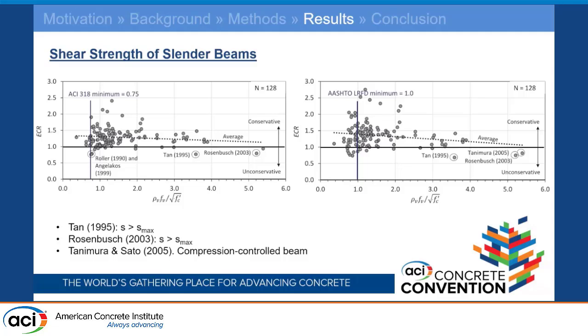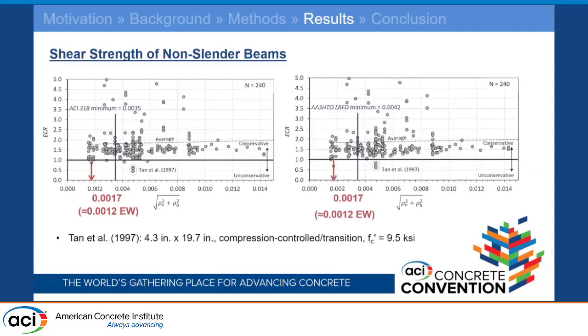Okay, so we can do a similar plot for the shear strength of non-slender beams. For the non-slender beams, ECR is again on the y-axis. Because the reinforcement for non-slender beams is usually specified in each direction, we're plotting these versus the square root sum of the squares of the vertical and horizontal reinforcement, so the square root of rho v squared plus rho h squared.